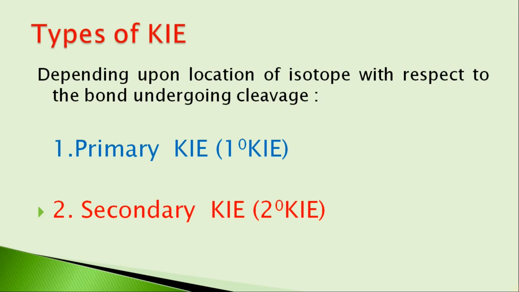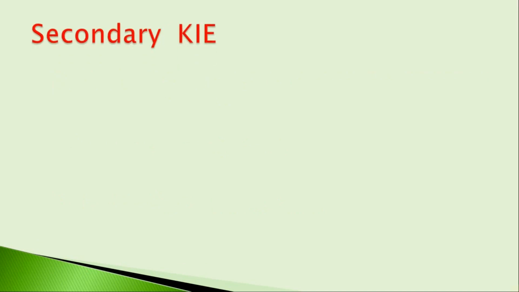And we had also discussed about the secondary kinetic isotope effect. Secondary KIE is defined as the change in the rate of a reaction due to isotopic substitutions at a site other than the bond breaking site in the rate determining step of the reaction.